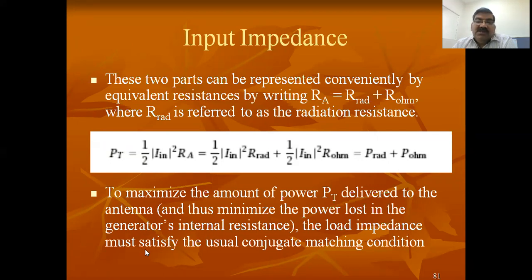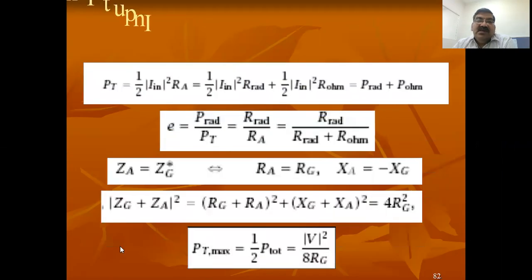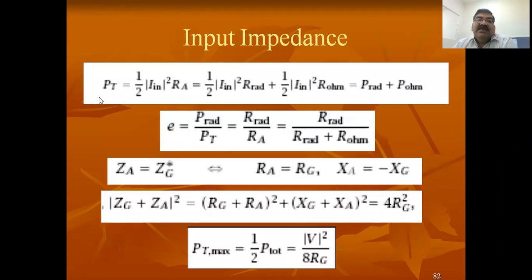So the total impedance must satisfy the usual match. What is the match condition? So here this is for PT again, and this is the efficiency of the antenna. Efficiency of the antenna is P radiated upon P total. Whatever the PT, if the power given to the antenna is completely radiated, your efficiency is 1, that means 100%. But it depends on the radiated power. So R radiated upon the current is the same. It is simply the ratio of R radiated upon RA, where RA is R radiated plus RO.